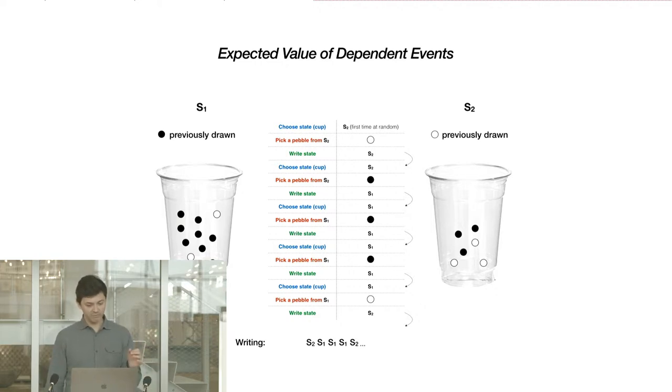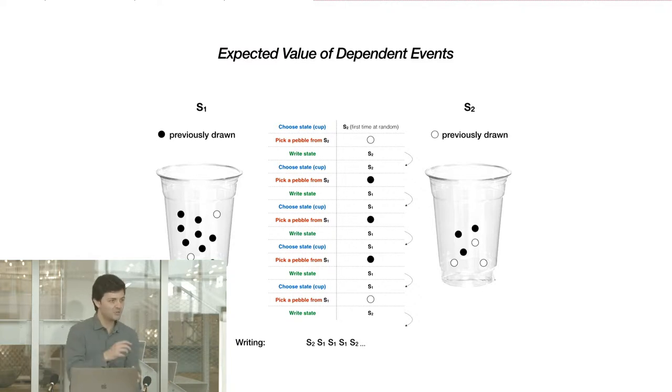And in each cup, the ratio between blacks and whites determines the probability of what we are going to pick next. Yeah? For example, in state S1, in cup S1, we have more black pebbles. Because of that, there is a greater chance to draw a black pebble, and drawing a black pebble corresponds to S1. So if you are in state S1, because there are more black pebbles, there is a greater probability to again be in S1, and a lower probability to go to S2.